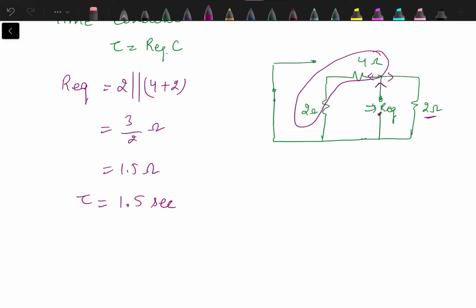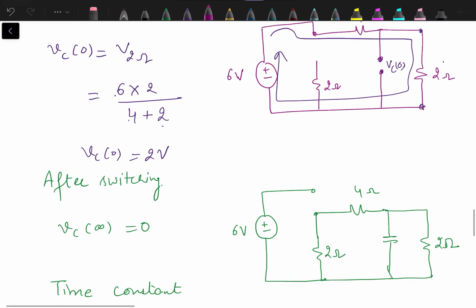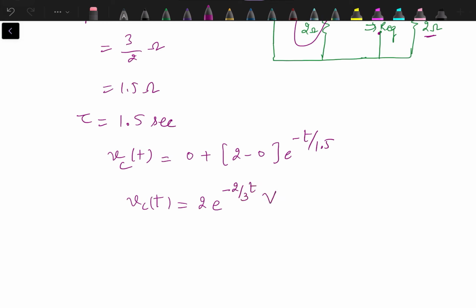Now let's substitute all these values in the expression of voltage across a capacitor. Vc infinity is 0 plus Vc0 2 minus Vc infinity 0 into e raised to power minus t by tau. So Vct will be equal to 2 into e raised to power minus 2t by 3 volts, which is same as Vt.